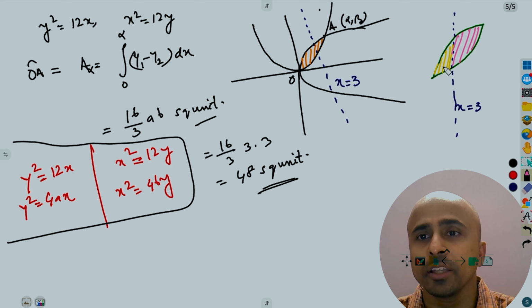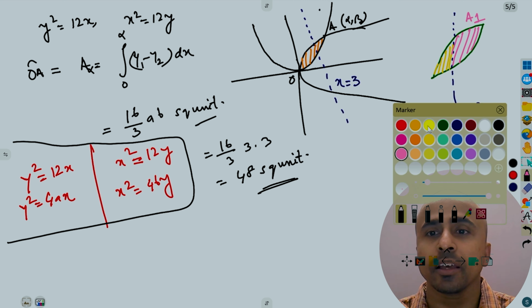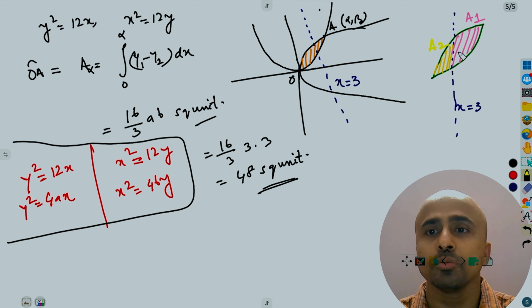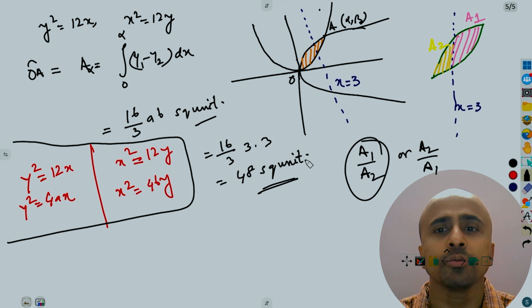First we have to evaluate the area of this yellow region and this pink region separately, and then evaluate the ratio of these two areas. If we denote this as A1 and this as A2, then we have to evaluate the ratio of A1 to A2 or A2 by A1, whatever is your choice. In this case, I am evaluating the ratio A1 by A2.